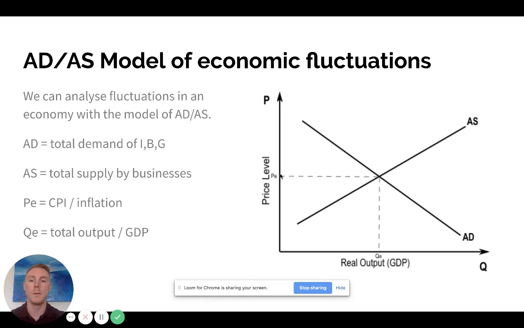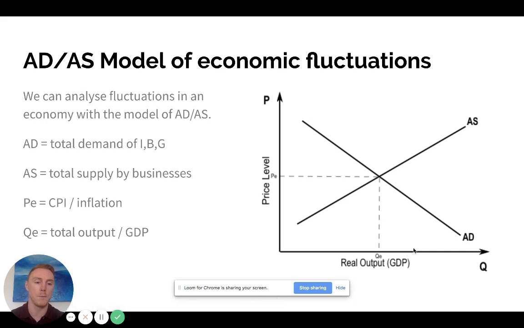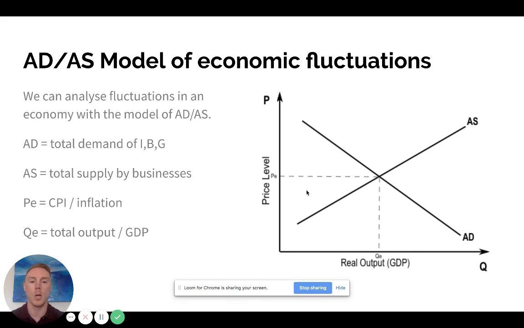So what we want is output here. We want to increase output. We want to increase this quantity and shift to the right. So we can either shift aggregate demand to the right, the total demand of individuals, businesses, and the government, or we can shift aggregate supply to the right, the total amount of production capacity that businesses have. So either of these curves shifting to the right will increase our output and increase GDP. However, they're going to have different impacts on the price level when we shift those curves, and we'll see that in a moment.